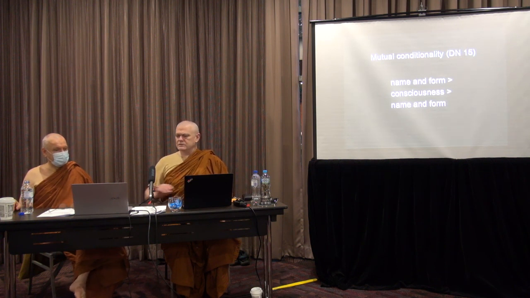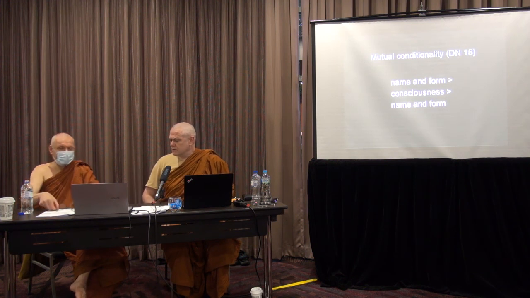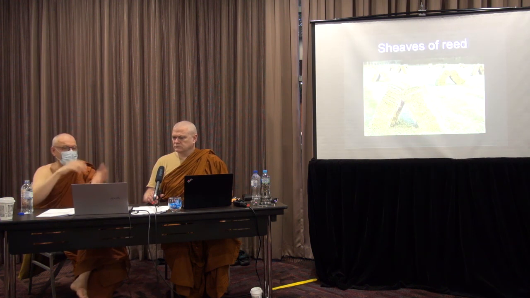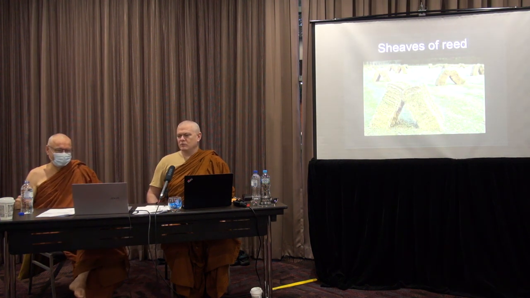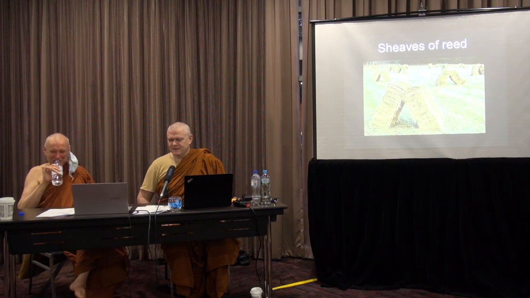Okay, so this is name and form and consciousness. Elsewhere, the Buddha talks about this in a couple of other contexts. There's another place where, do you have this one, the sheaf of reeds thing? Let's have a look what's coming next there. Oh, there we are. Beautiful. So we've got a lovely image there. Consciousness on the left, nama rupa on the right, and there they are, leaning up against each other. It's very beautiful.